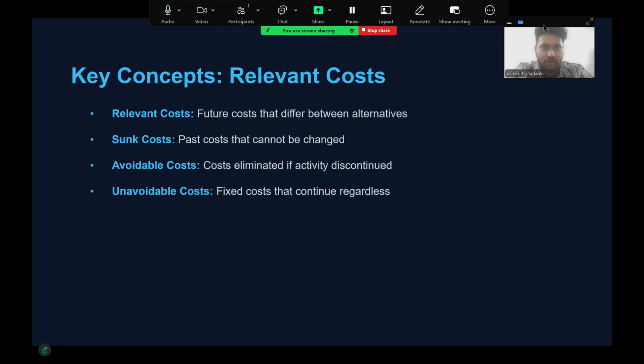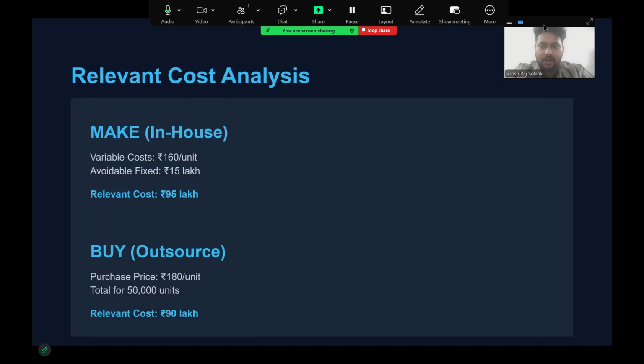Now, key concepts: relevant costs. Relevant cost is future costs that differ between alternatives. Sunk costs are the past costs that cannot be changed. Avoidable cost is cost eliminated if the activity is discontinued. Unavoidable cost is fixed cost that continues regardless. For example, if we have the land on which our warehouse and factory are there, it doesn't matter whether we manufacture something or not, we'll have to pay the rent for the land.